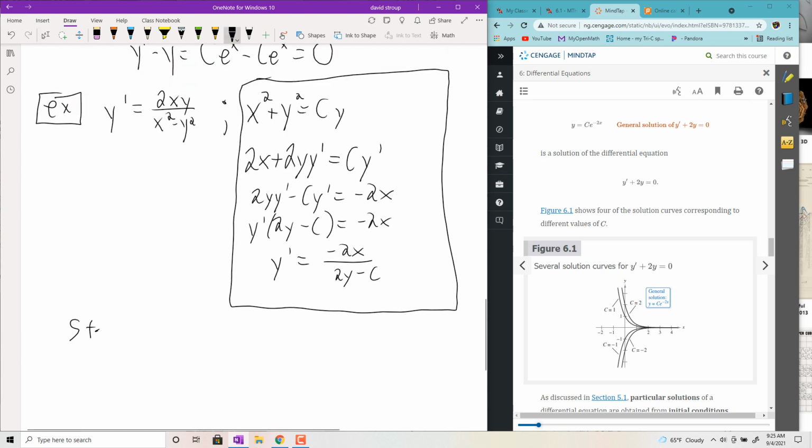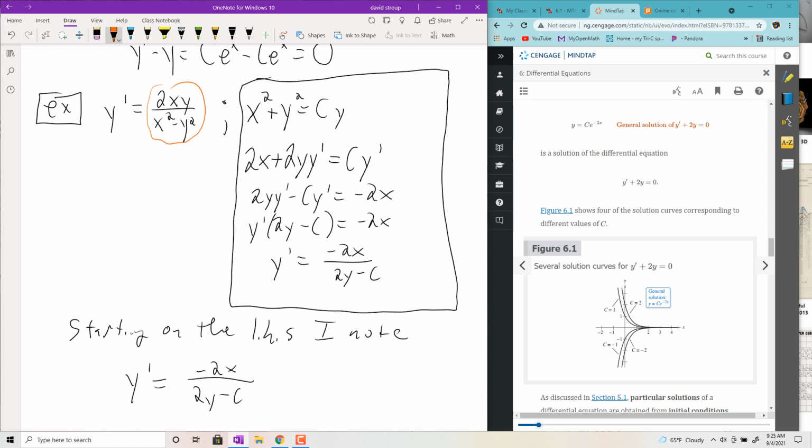So starting on the left-hand side, I note y prime is equal to negative 2x all over 2y minus c. So the problem between the right-hand side here and this thing right here is this c part right here. I need to get rid of that c in order to connect the two sides of the equation.